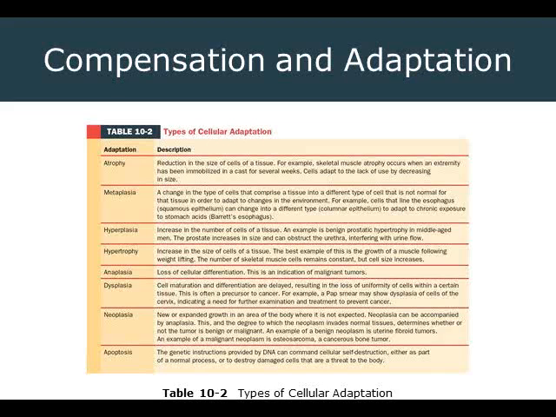And then finally, we have apoptosis. Apoptosis is genetic instructions provided by the DNA that can command cellular self-destruction. So the body's self-destruct button, either as part of the normal process or to destroy damaged cells that are a threat to the body.